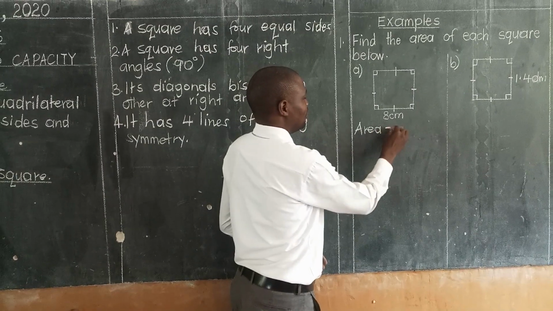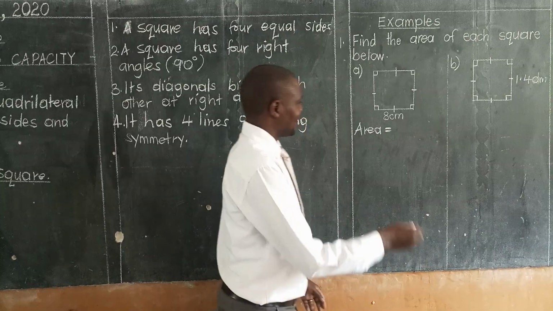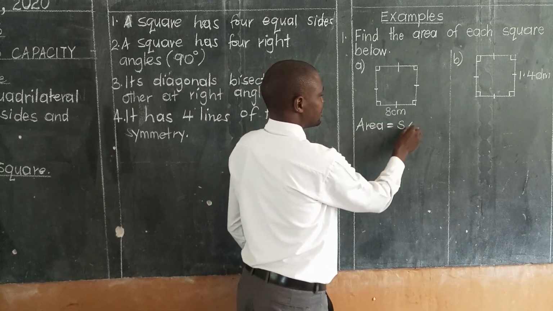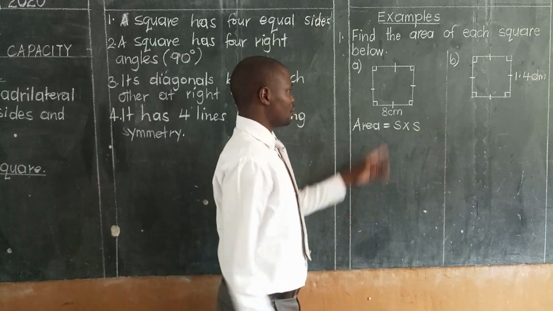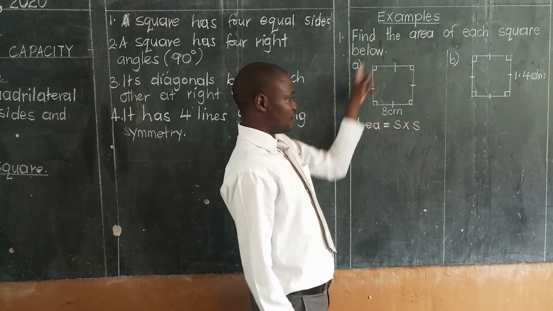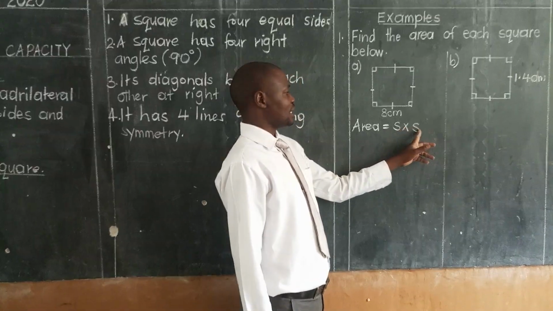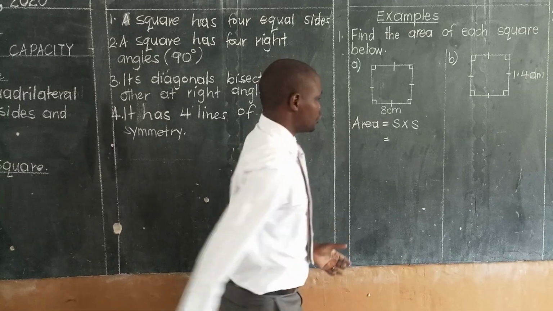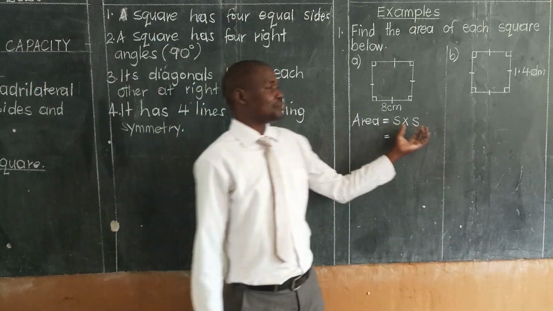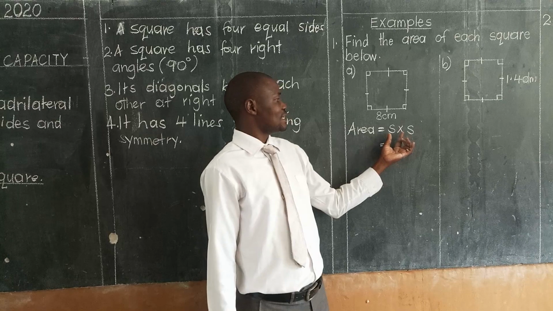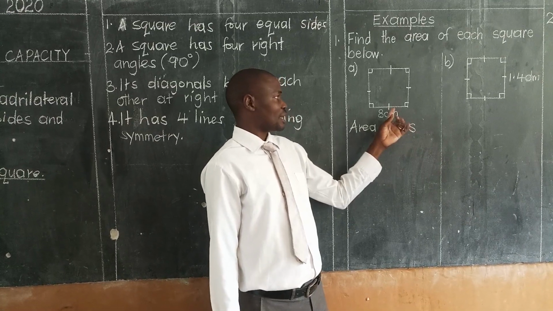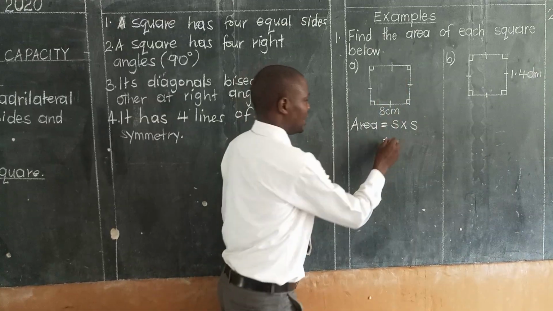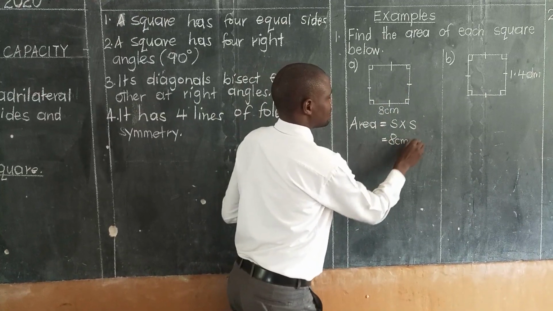Anyone to give us a formula? Our area is equal to side times side, because all sides are equal for our figure here. So side times side is the formula we're going to use. But we need to continue by doing substitution, replacing these sides by the value given in the square. Each side is 8 centimeters.